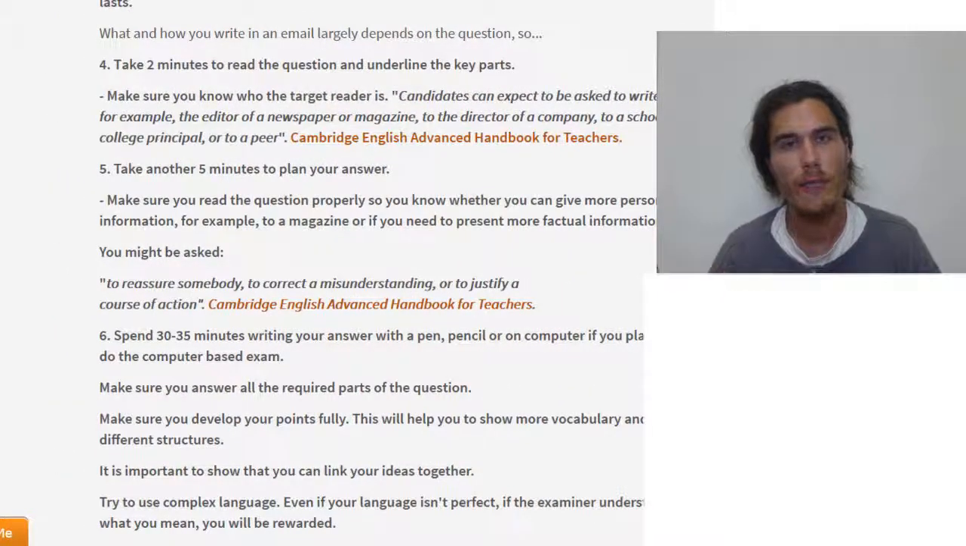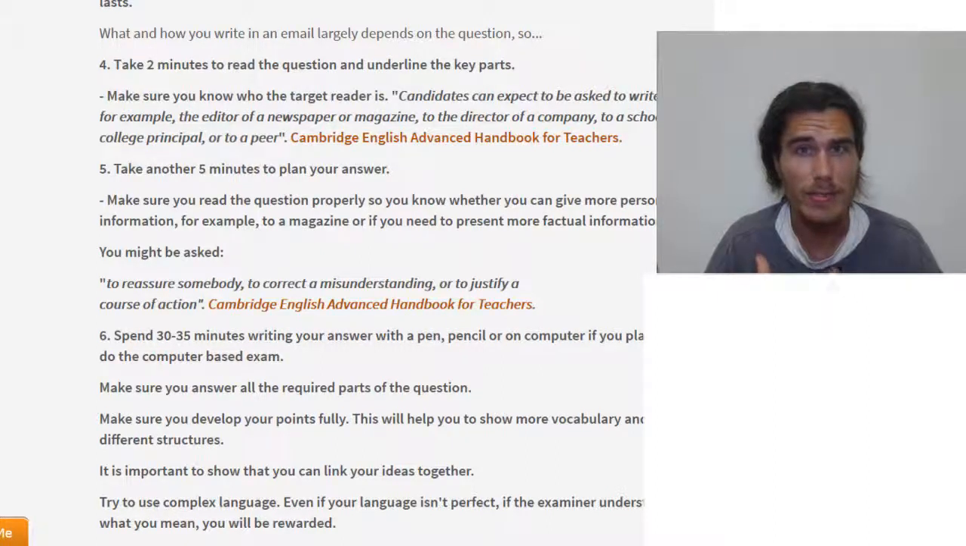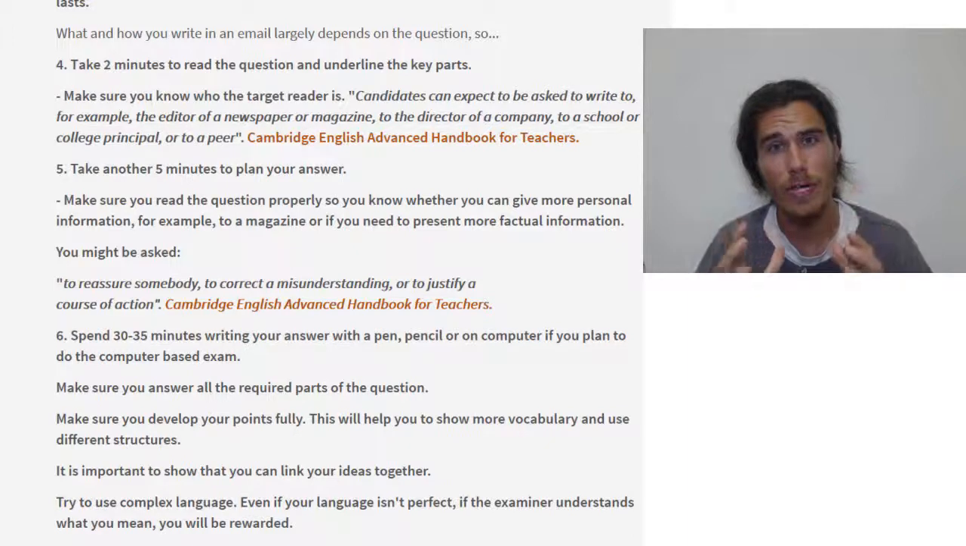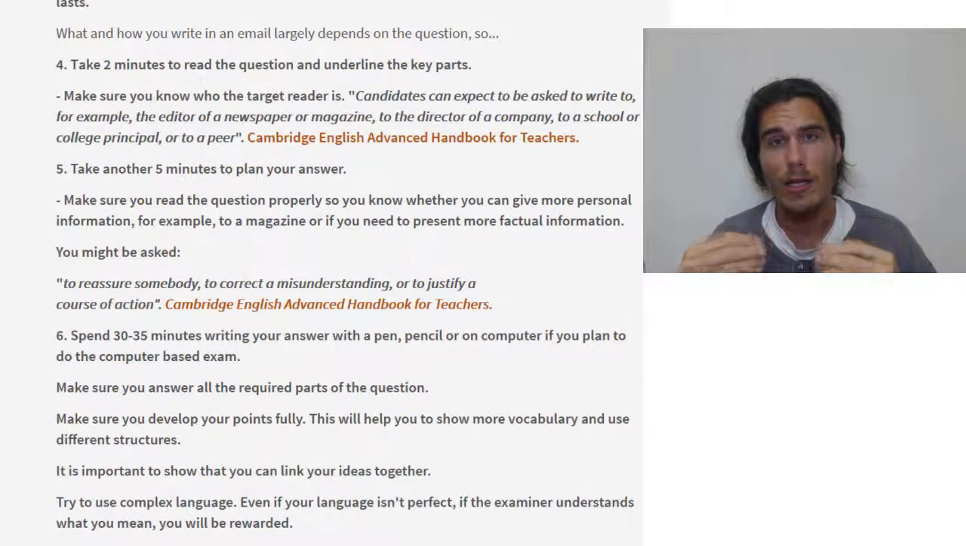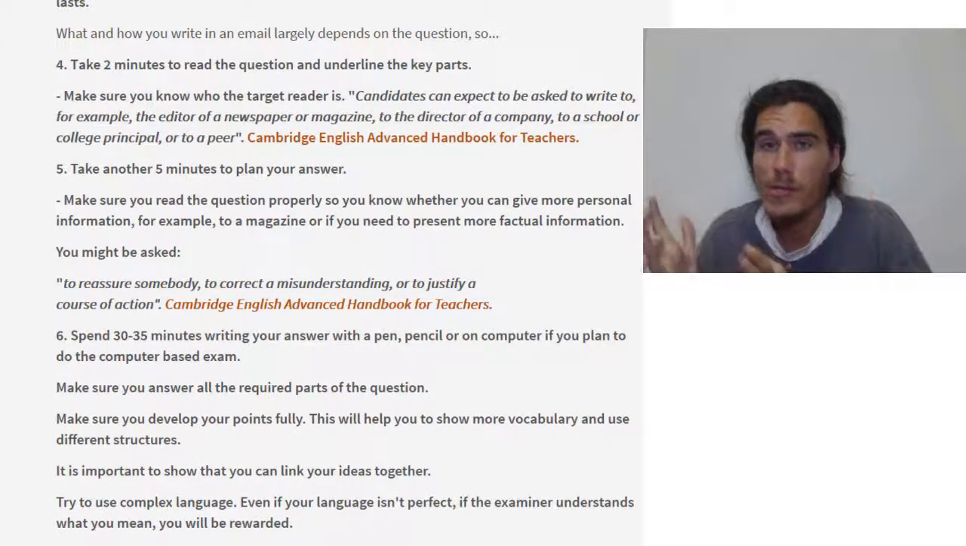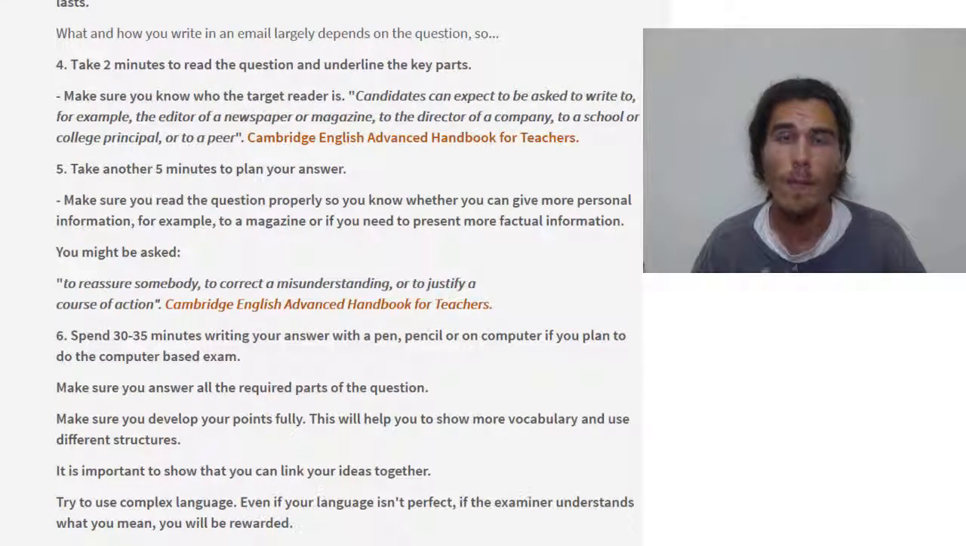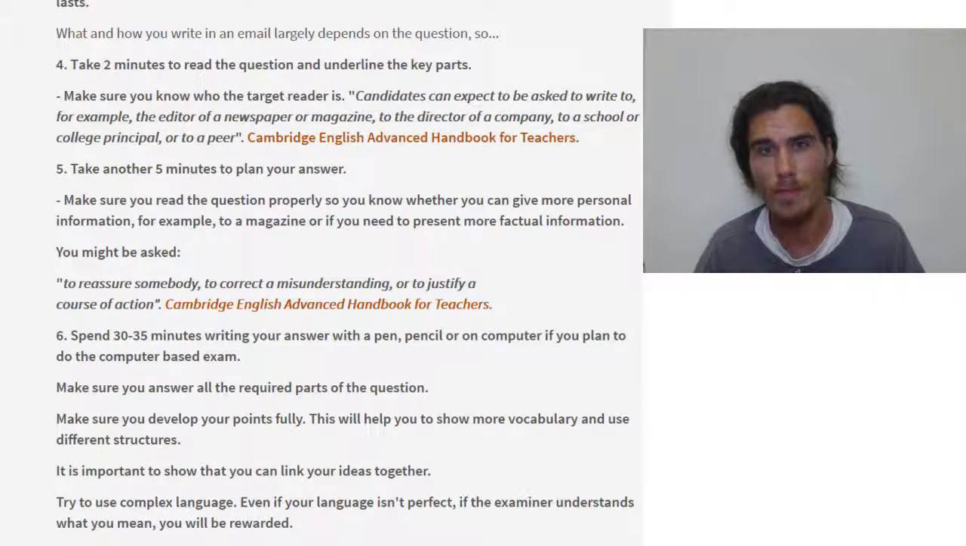So after doing step 4, you should have an idea of what type of language you might need to use. And step 5 is to take 5 minutes to plan your answer. And this is why reading the question again will be really helpful, because you can see whether you need to write more personal information, for example to a magazine editor, or perhaps more factual information. The target reader can help with this, but so can reading the question.